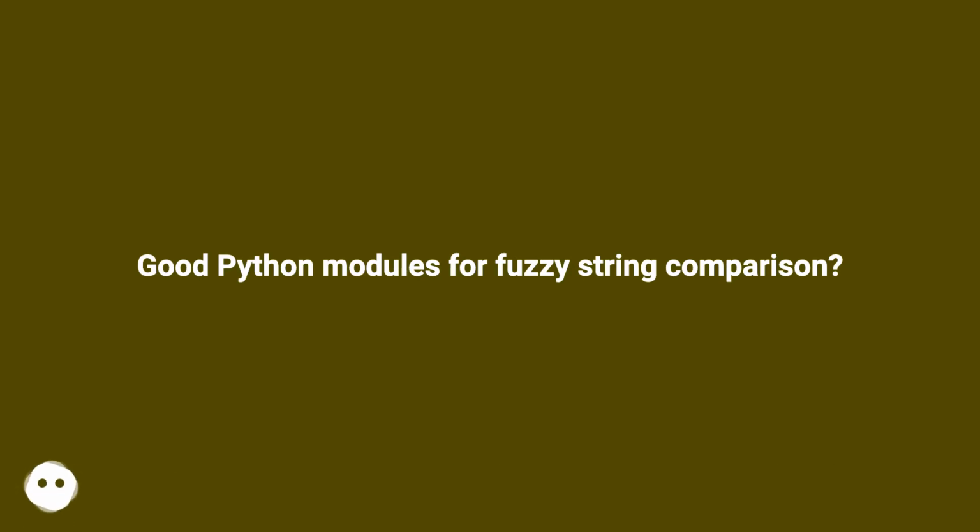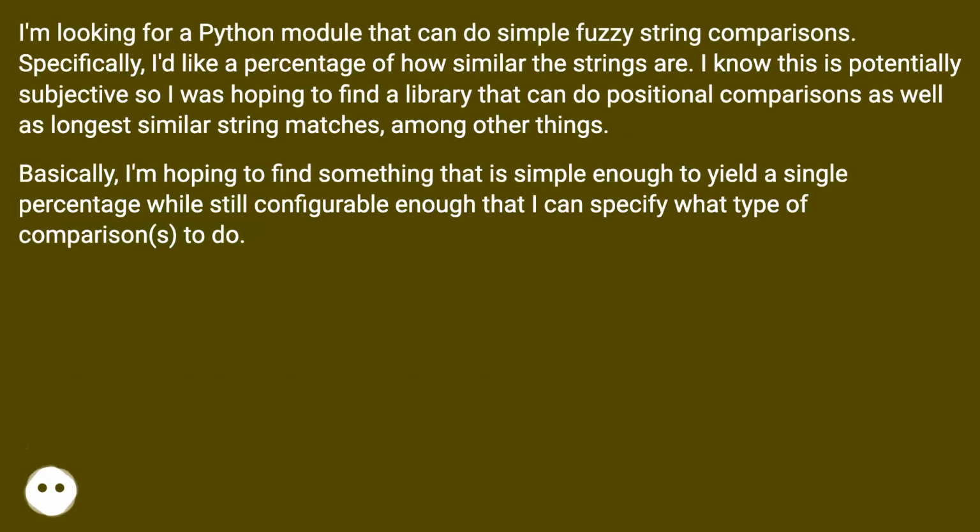Good Python modules for fuzzy string comparison? I'm looking for a Python module that can do simple fuzzy string comparisons. Specifically, I'd like a percentage of how similar the strings are.